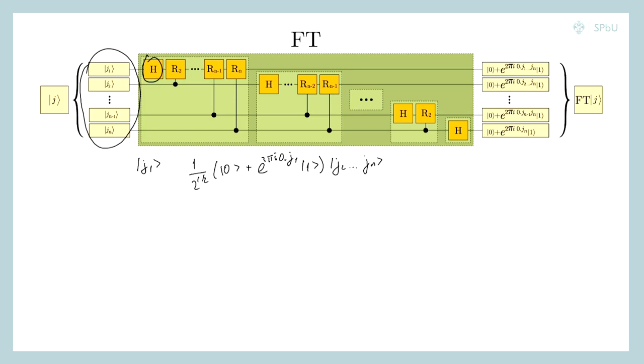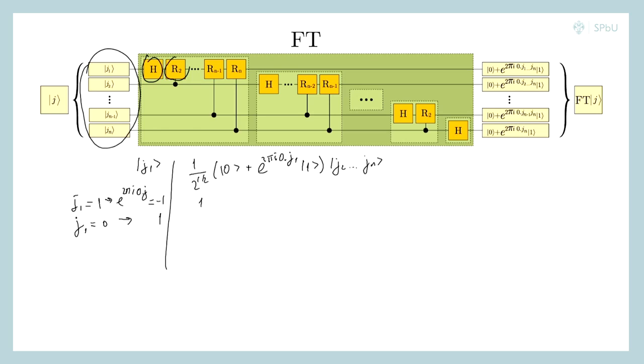It is easy to show that if J1 equals 1, then e to the power of 2 pi i 0.J1 is equal to minus 1, and if J1 equals 0, then we obtain the result 1. So now let's perform the R2 transformation of the J1 qubit.